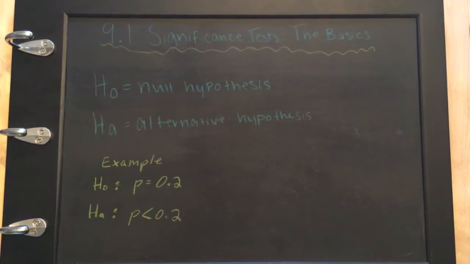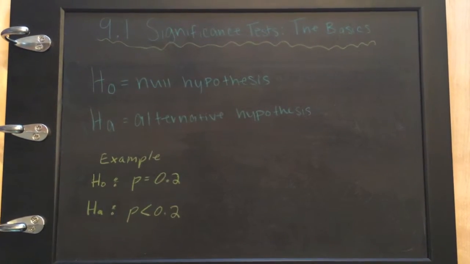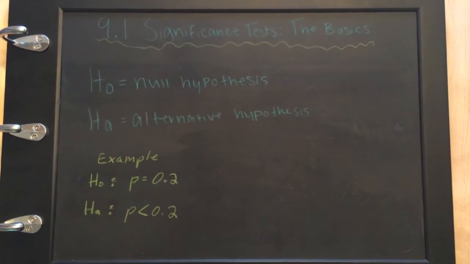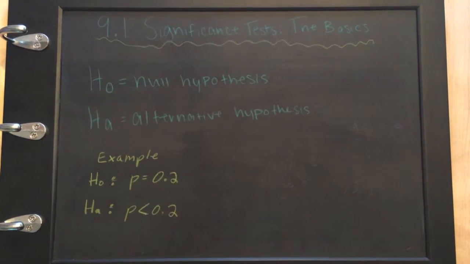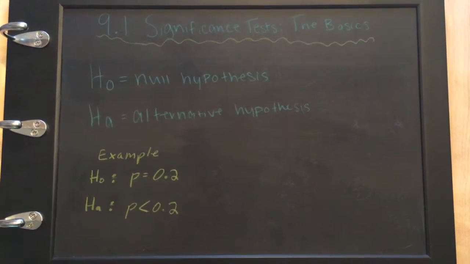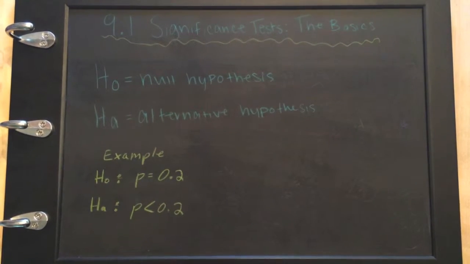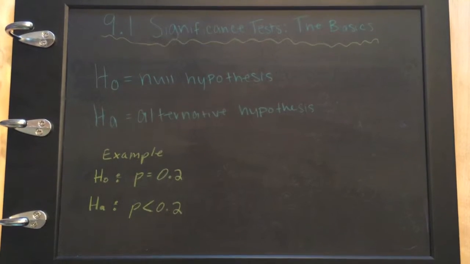Can you give me an example, Ava? Sure! For example, say a baseball player says he can hit 20% of the pitches thrown at him. The null hypothesis would be p equals 0.2, and since we think that this might not be true, that he might actually be hitting fewer balls than he claims, our alternative hypothesis would be p is less than 0.2.